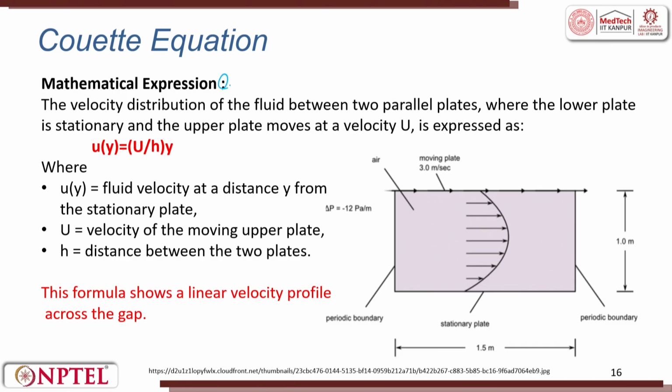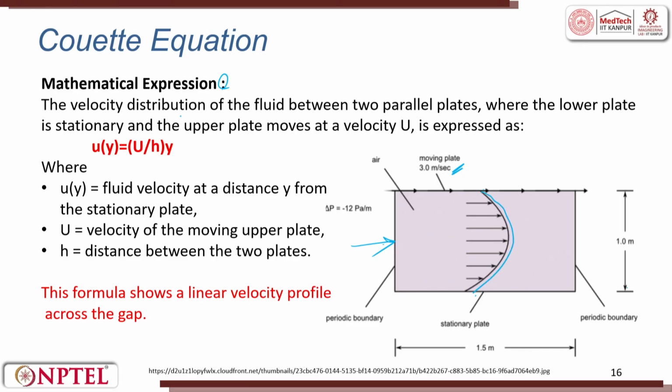So, the mathematical expression for Couette flow is, so here the moving plate is going at a velocity of 3 meters per second, and between the two plates we have 1 meter. So, this is the stationary plate, this is the moving plate, and when there is a fluid flowing through it, how does the flow profile happen?